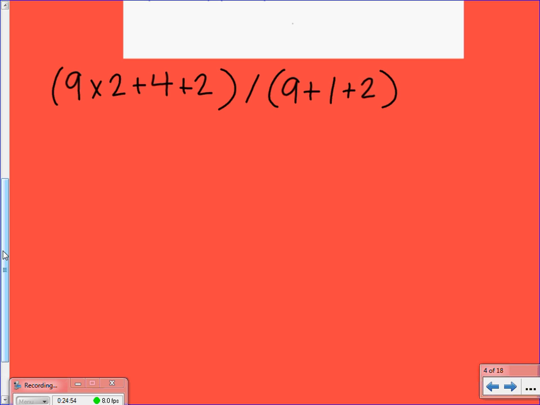No. Do I have any exponents in there? No. Do I have any multiplication or division? Yes, you do. So you know that you need to do this part first. 9 times 2 is 18. And you are going to rewrite everything you haven't done yet.